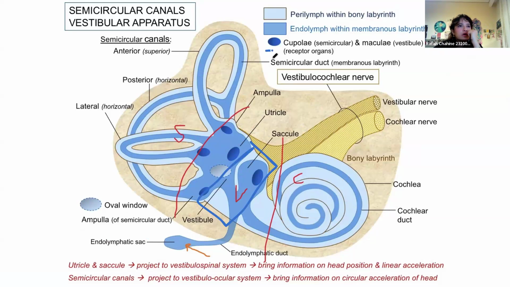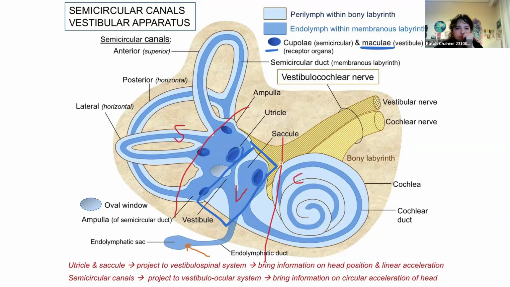And this is cupulae and macula. So, pause. Cupulae are the ones that are in these semicircular canals, these three. And the macula, or the maculae, are the ones that are in the utricle and the saccule. And we're going to see how they're different.